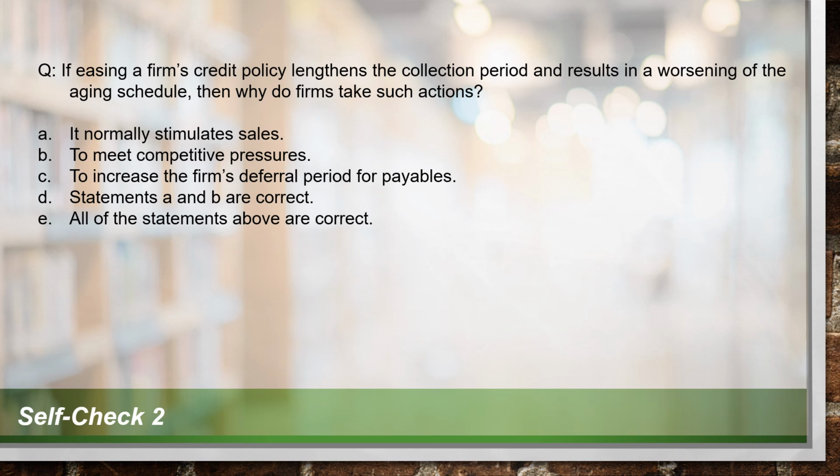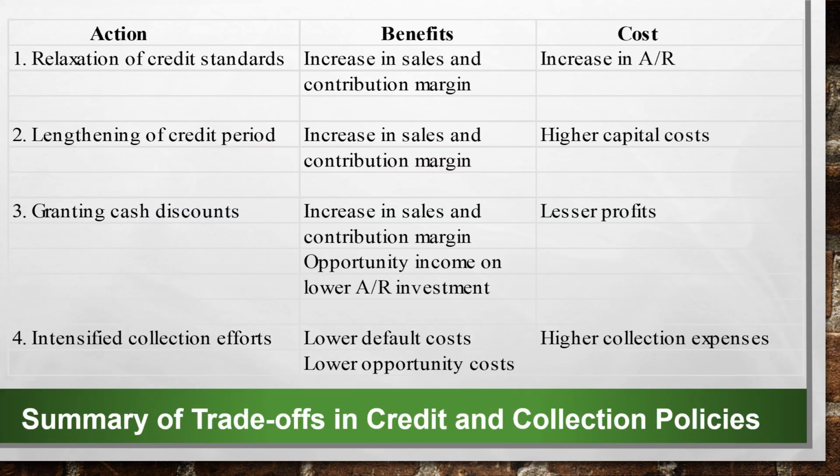This is now time for self-check question number 2. So here, this is the summary of our trade-offs in credit and collection policies. So first action, relaxation of credit standards. If we relax our credit standards, so you mean credit standards, the standards, sino yung customer na bibigyan, magkano lang yung bibigyan, okay, and the likes, okay?